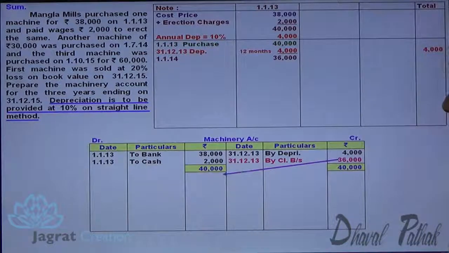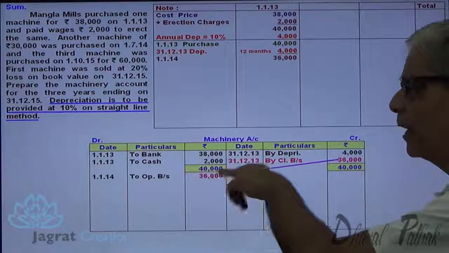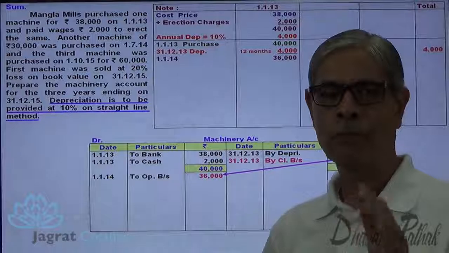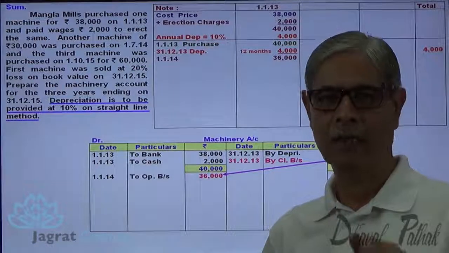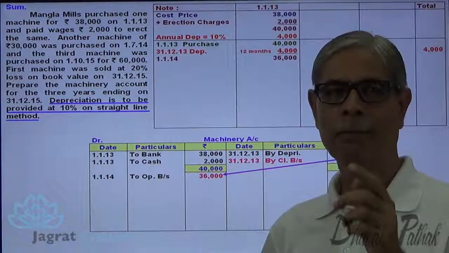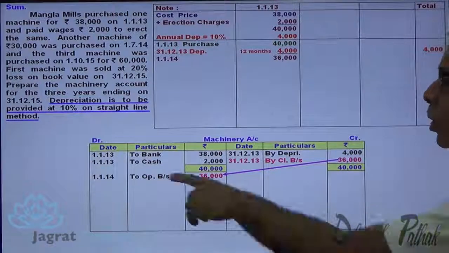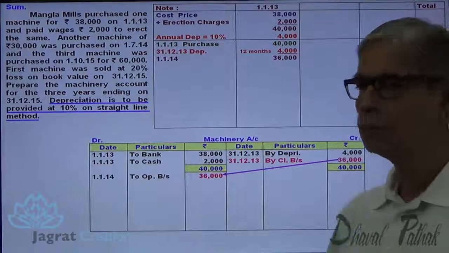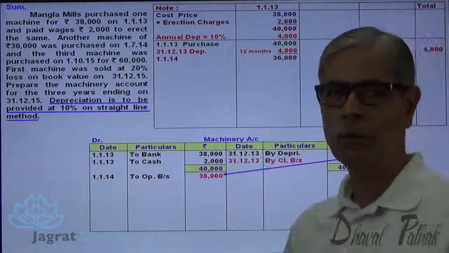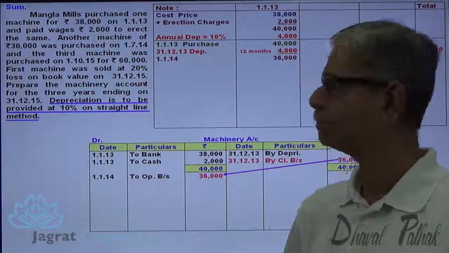So next year when we started using the machinery, its value was 36,000 because decline in value of machinery has occurred in the previous year because of annual usage. So opening balance is 36,000. Now 1/1/2014, second year has started.